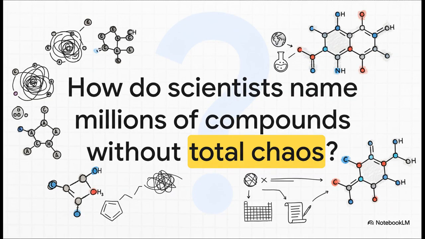Right, this is the central puzzle. It's kind of like trying to build a giant complex machine where every single nut and bolt has a dozen different nicknames depending on which mechanic you ask. It would be impossible to get anything done. For decades, chemistry faced this exact problem, and the solution that finally emerged is just brilliantly systematic.